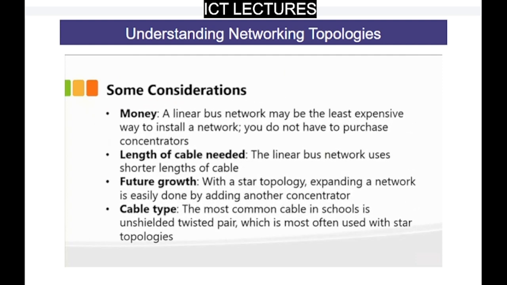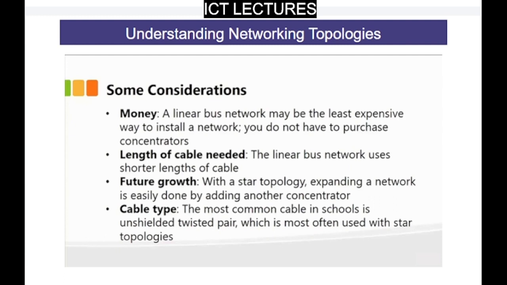Here are some of the important considerations. For example, the first one is money. A linear bus network may be the least expensive way to install a network, and you don't have to purchase concentrators or switches or hubs. Then the length of the cable: the linear bus network uses shorter lengths of cable.